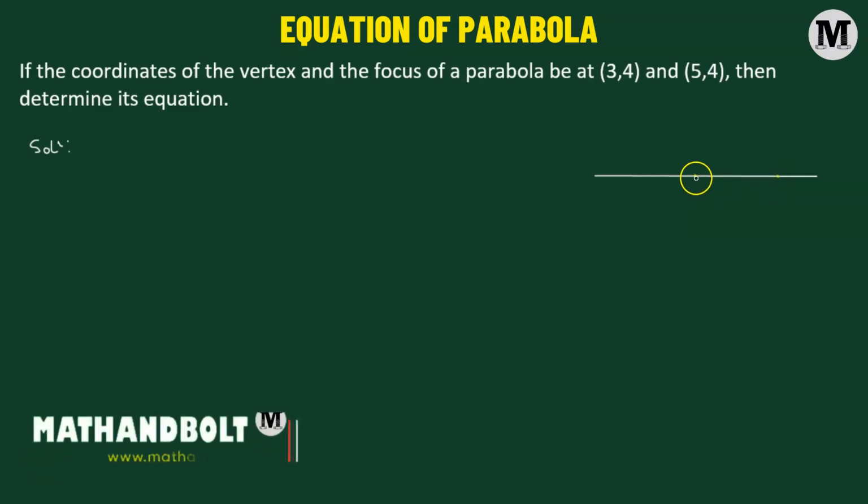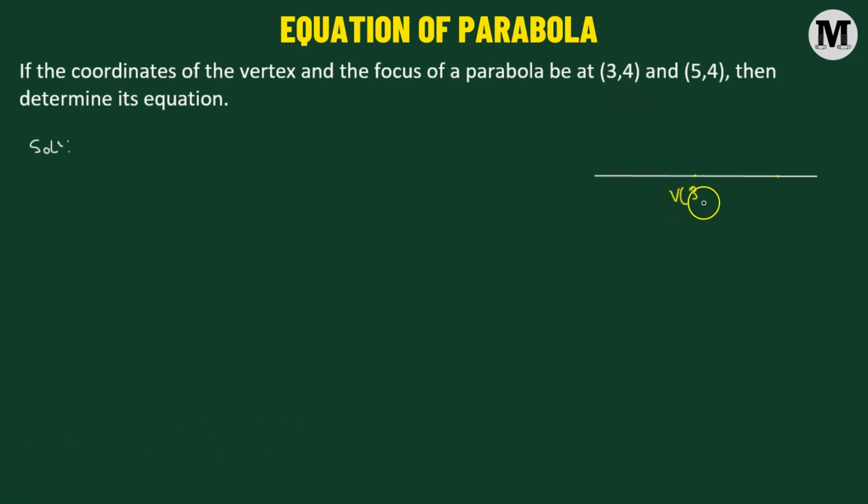2 points. Let's say this particular point corresponds to the vertex of the parabola with coordinates (3, 4), and the other point is going to have the coordinates (5, 4), which is going to represent the focus of the parabola.